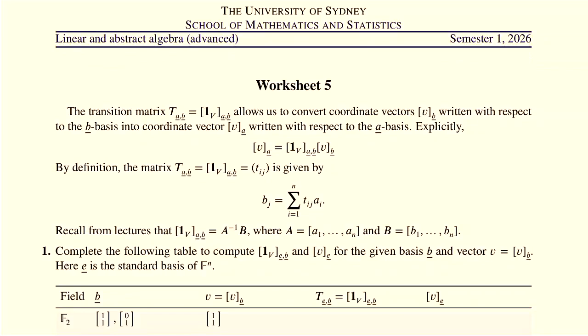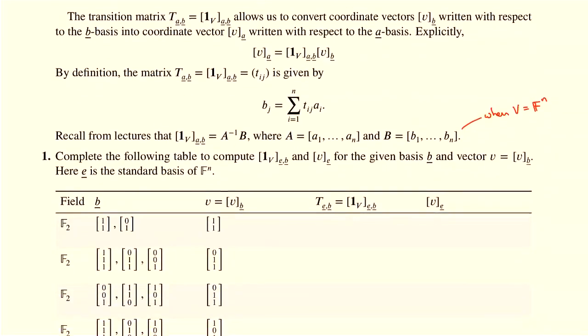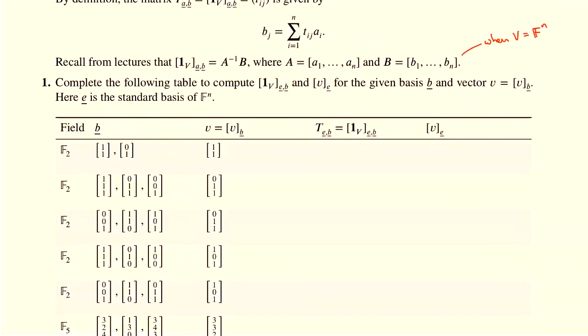The first question is a little bit silly in a way. Just a comment here, I've made the same sort of mistake I made in the lecture. This is when V is F^n, to be able to write out the matrices. But in this question there's not much to do actually. The information we're given is a field and a basis. So it's F2, a two-dimensional space over F2, because the basis has these two elements.